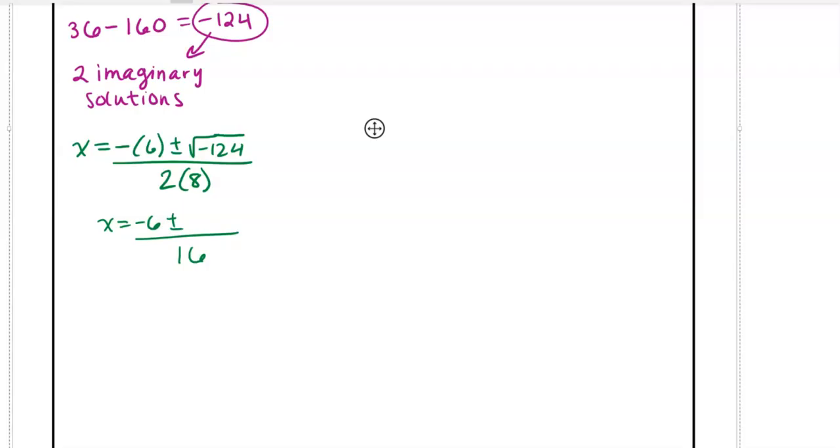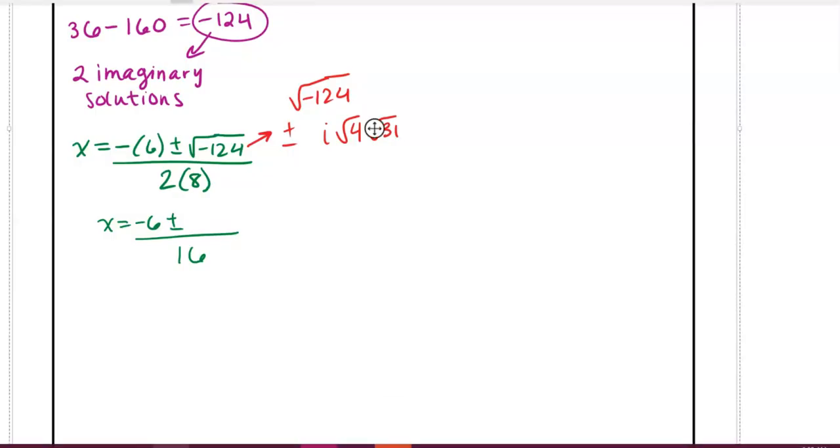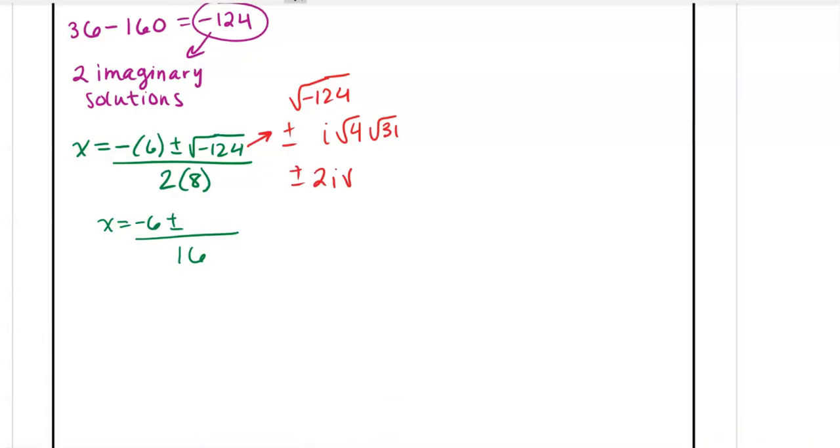Okay, so simplifying the square root of 124. What does that look like? Well, if we have the square root of negative 124, the square root tells us we need plus or minus. The negative tells us we need an i. Now, 124. What perfect square goes into 124? I'll tell you, it's 4. So square root of 4 times square root of 31, because 4 times 31 is 124. So the square root of 4 is 2. So our simplified square root here is plus or minus 2i square root of 31.